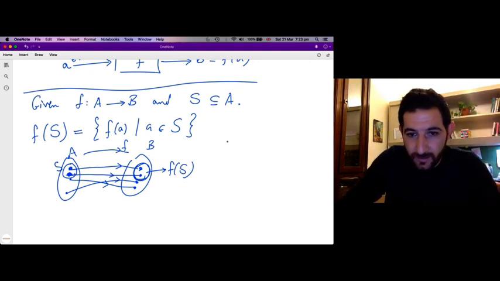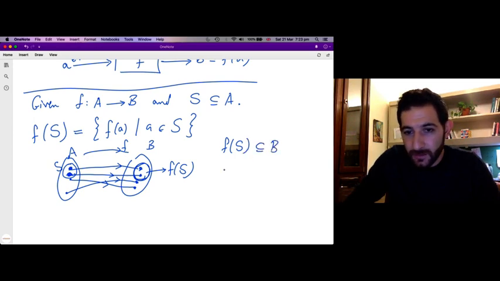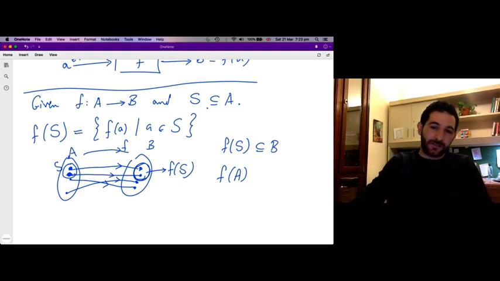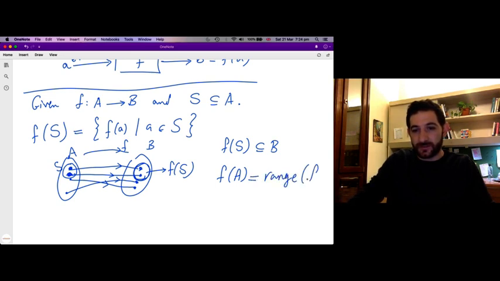Note clearly that f of S is a subset of the codomain, and think about what is f of A. So A is a subset of itself. What is the image of the whole set A? This is the set of all images of elements in the domain, and we know that this is called the range of the function f. I hope this is clear.